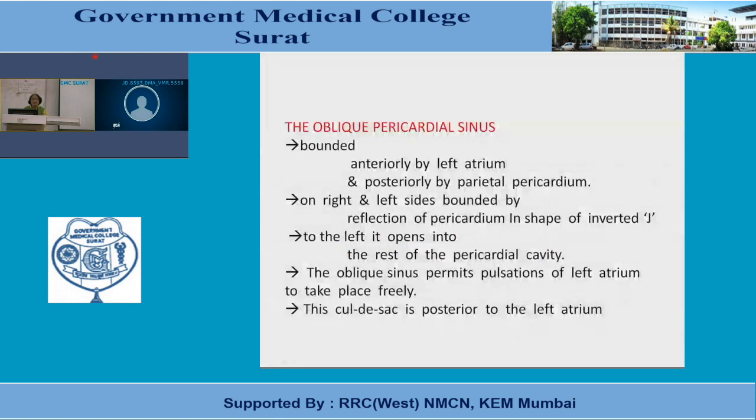How many sinuses are there? Two. One we have discussed, transverse; the second is the oblique, which is bounded anteriorly by the left atrium, posteriorly by the parietal pericardium, and on either side by the reflection of the pericardium in the shape of an inverted J. On the left side, it opens into the rest of the pericardial cavity. The oblique sinus permits the pulsations of the left atrium to take place freely. This cul-de-sac is posterior to the left atrium.